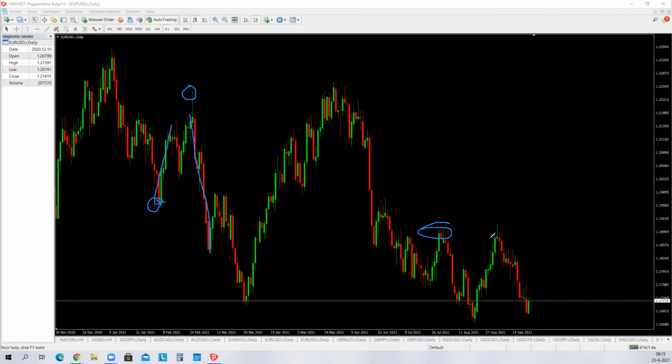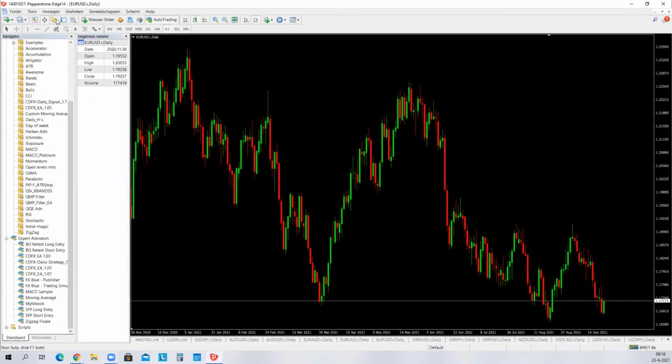Same here. Look at that. Price tags that area, just breaks above it, and then falls down. This is also another key area. So you really want to develop a strategy around those key levels, and you can do that in a discretionary way, but you can also add an indicator.